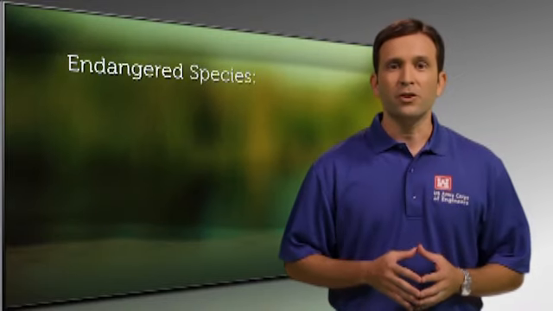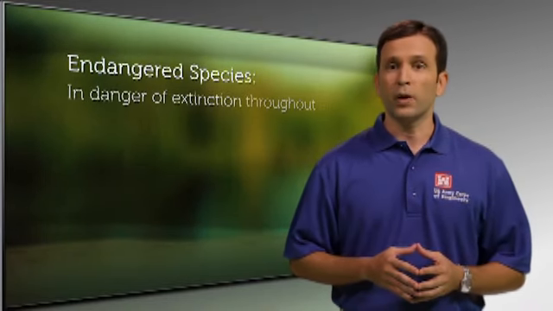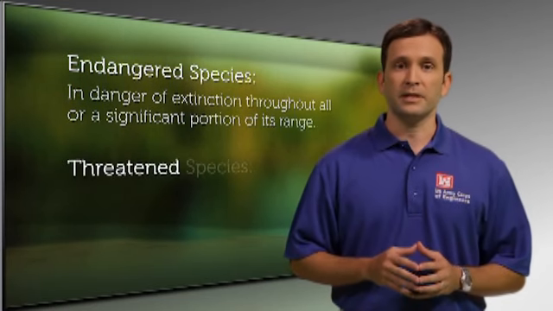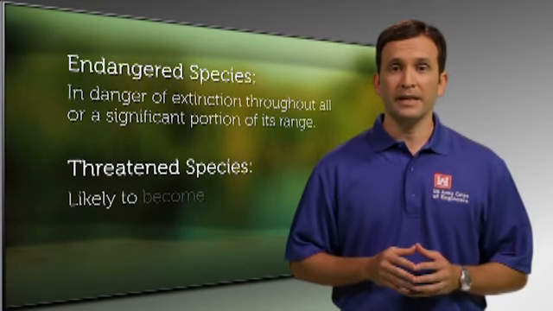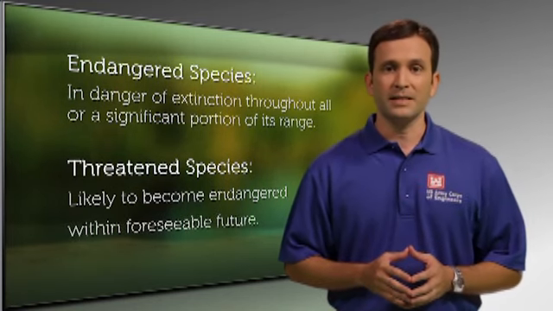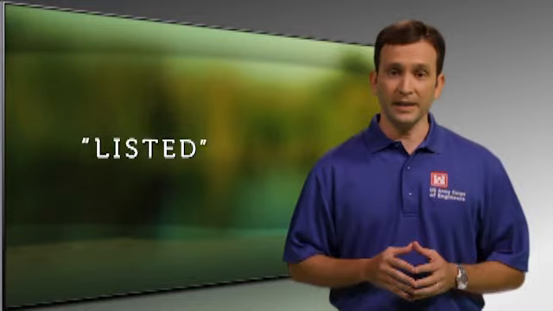Endangered species are those that are in danger of extinction throughout all or a significant portion of its range. Threatened species are those that are likely to become endangered within the foreseeable future. Endangered and threatened species are sometimes referred to as listed.